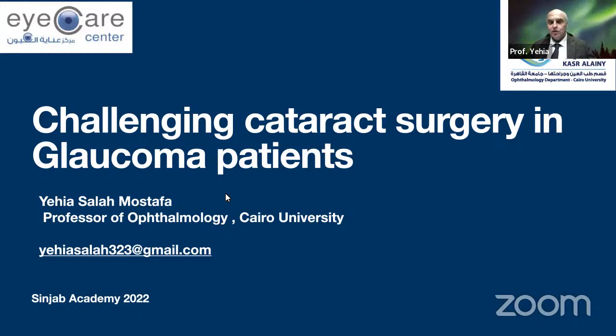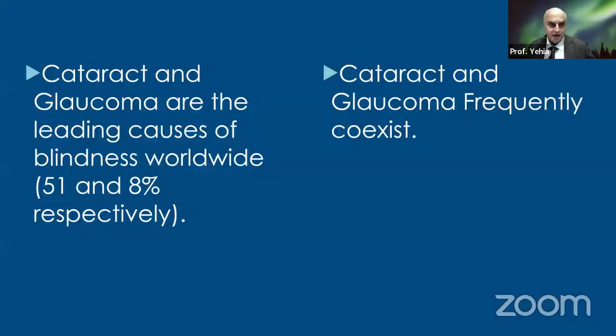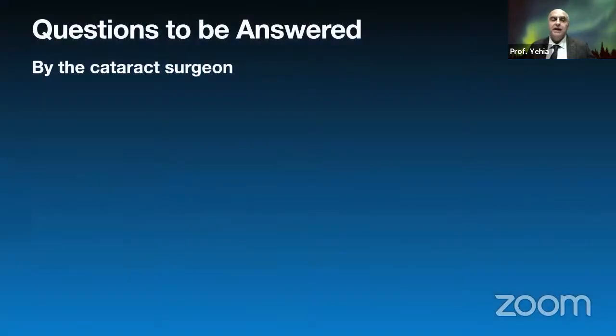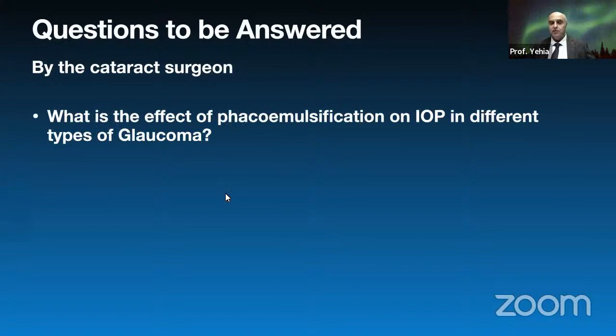And I will try to go through some of the points that I think are important in cataract surgery in glaucomatous patients. We all know that cataract and glaucoma are the leading causes of blindness worldwide, with glaucoma causing 8% of this. And cataract and glaucoma frequently coexist, so it's a common problem that we face, and we should know how to answer the questions that will face us as cataract surgeons.